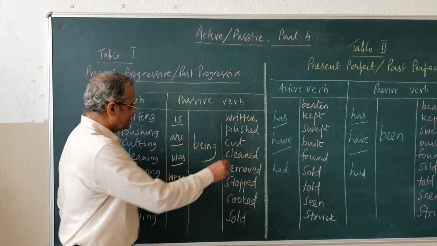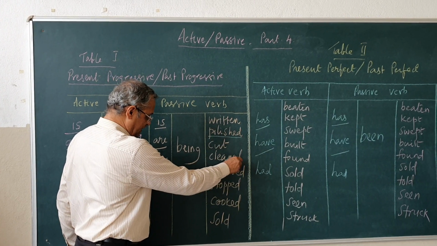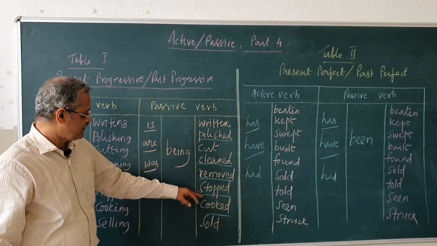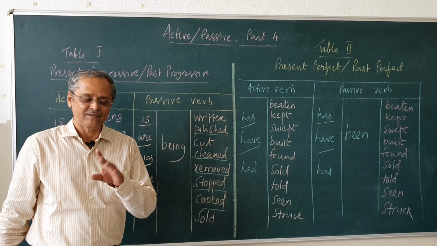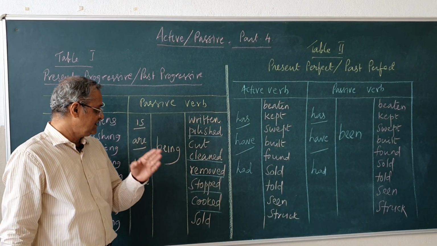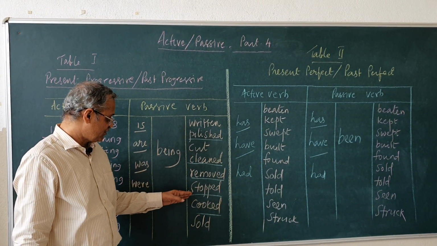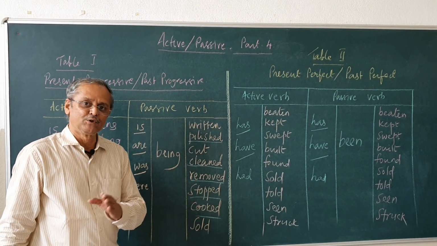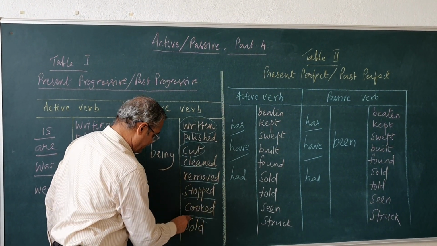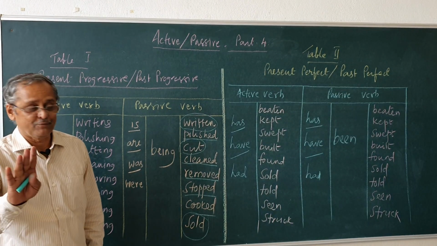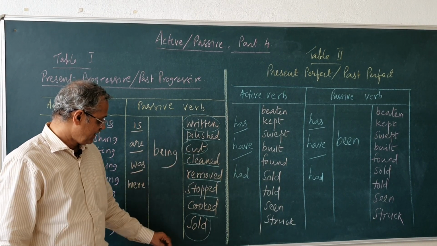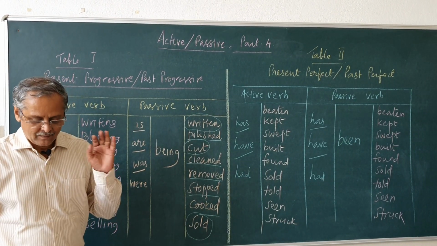So, here you see polished, cleaned, removed, stopped, cooked. These five are regular verbs, the past participle forms of regular verbs: polish, polished, polished; clean, cleaned, cleaned; remove, removed, removed; stop, stopped, stopped; cook, cooked, cooked. Whereas written, cut, sold are irregular verbs. You have to be very careful with the irregular verbs here. Write, wrote, written; cut, cut, cut; sell, sold, sold. So, this way you have to practice.